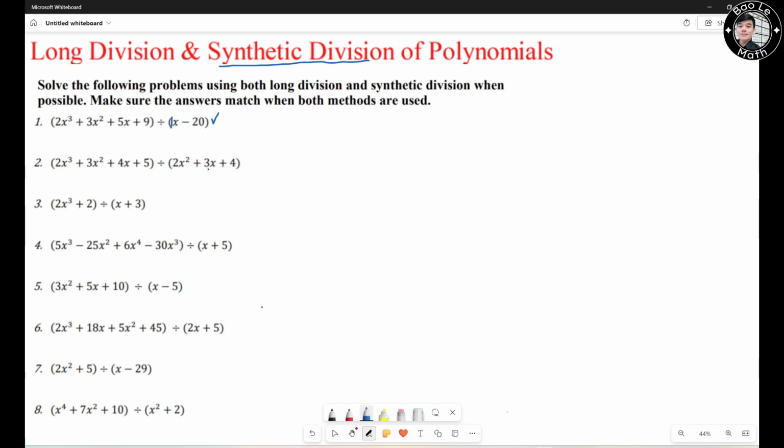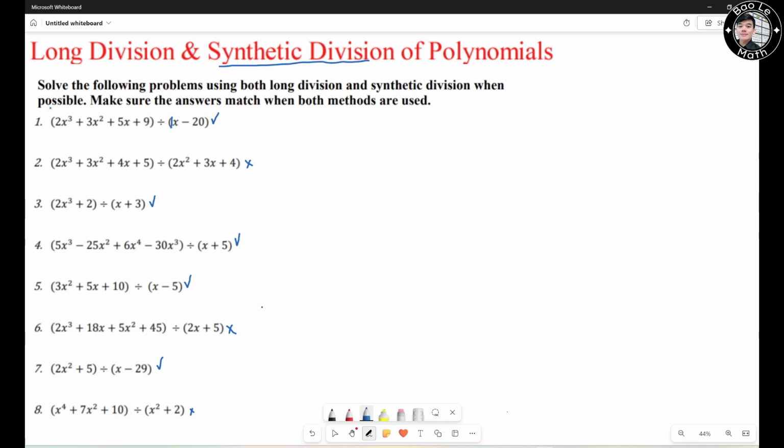This one is a quadratic factor, so we cannot use synthetic division. This one, yes, this is a linear factor. This one, yes, linear factor. This one, yes. This one, no, because the coefficient is 2. This one, yes. This one, no, because this is a quadratic factor.